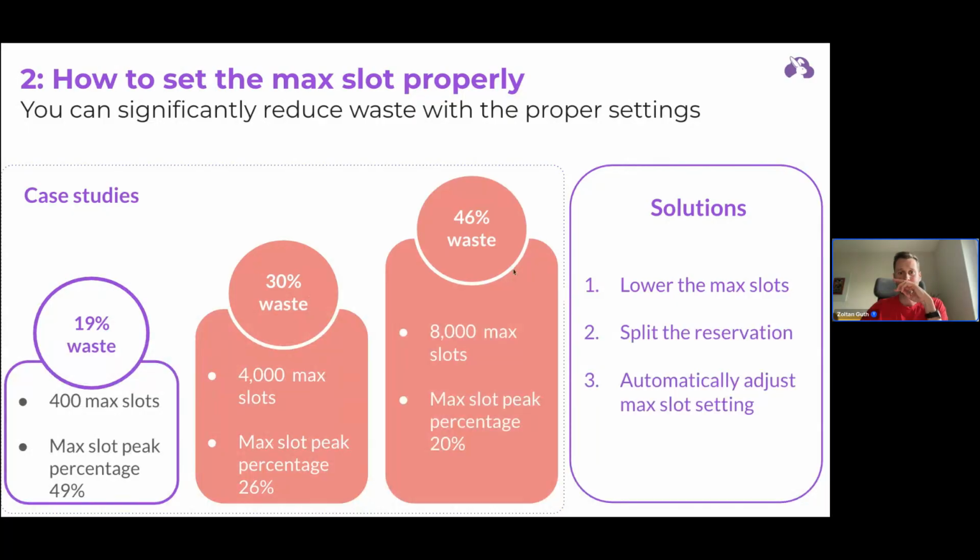For the last example, what I am bringing you is a much bigger reservation, because they are using 8,000 slots, and they are peaking at that max slot only 20% of the time. But they need to set these 8,000 slots because they have a couple of minutes around the day or specific hours where they have the business critical jobs that they need to run in time. And if they are not giving enough slots for that, then they won't finish in time.